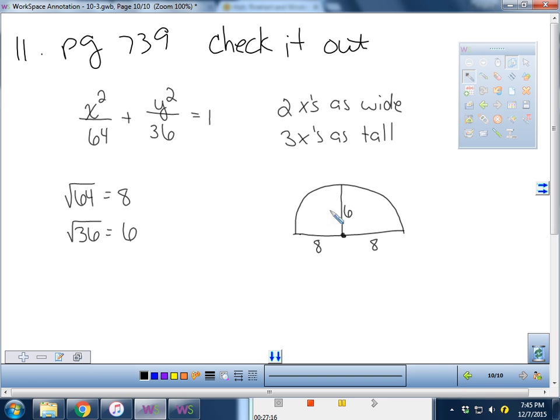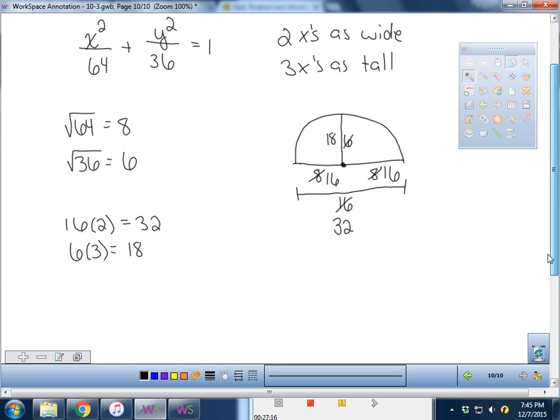So they want it to be 2 times as wide. Well, right now, from side to side is 16. So I would have to take 16 times 2. So that would give me 32. So 32 all the way across. So I'd have to half that for each side. So that would give me 16 and 16. And then they want it 3 times as tall. Well, it's already 6 feet tall. Take that times 3 and you get 18. So now, instead of 6 feet, it is 18 feet tall.